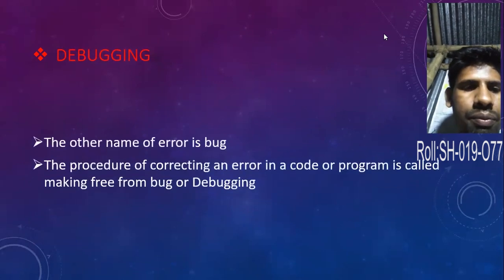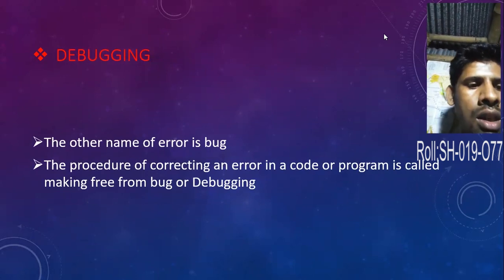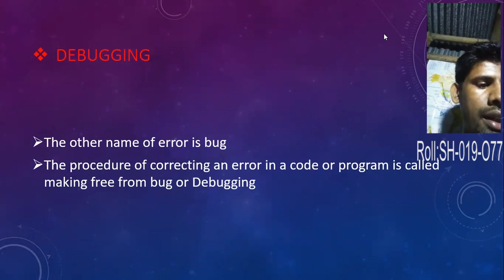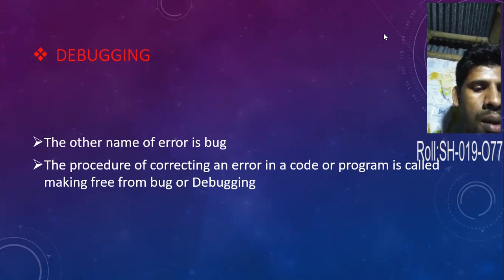Debugging. The other name for error is bug. The procedure of correcting an error in a code or program is called debugging.